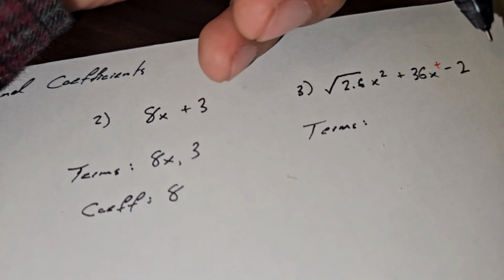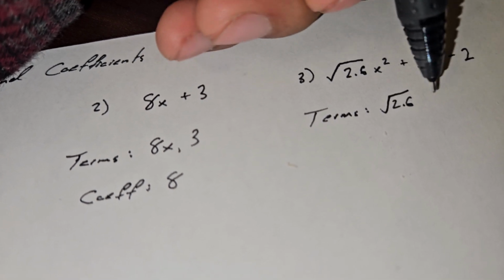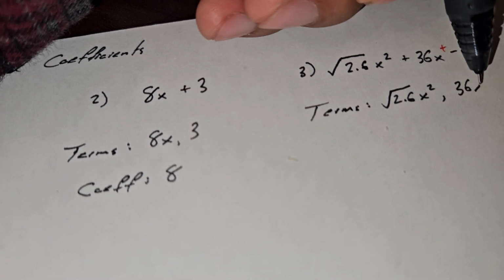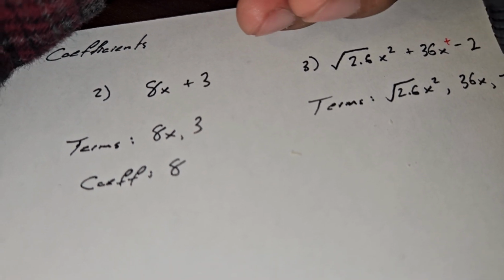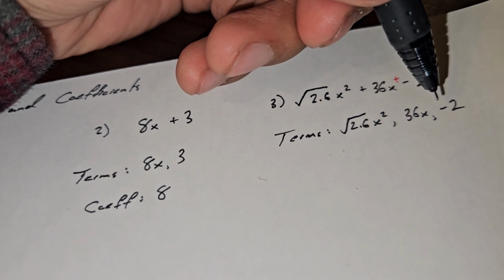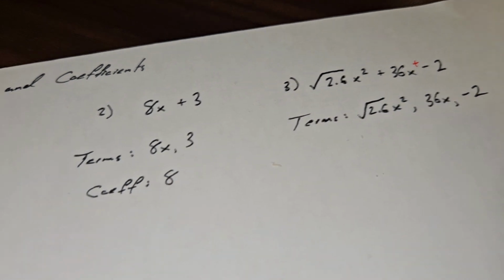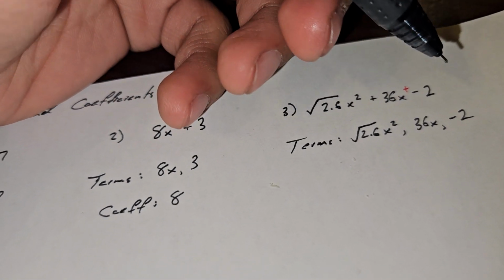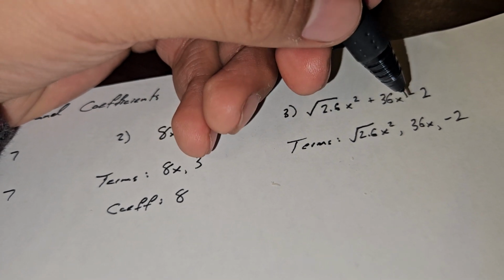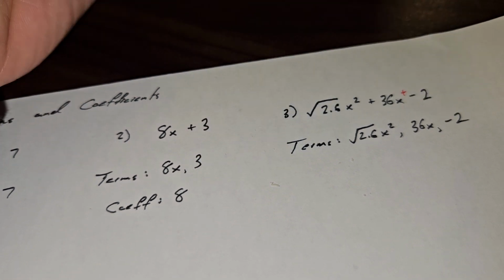So our terms are going to be the square root of 2.6 x squared, 36x, and -2. Those are going to be our terms. So make sure you write down that negative. You don't want to miss it when you have a negative term, because we're basically just adding a -2. We're not going to exclude that negative. Just make sure to get that negative there, all right?